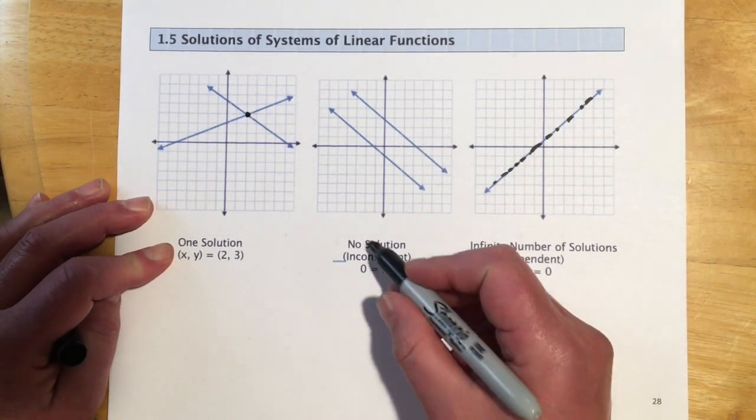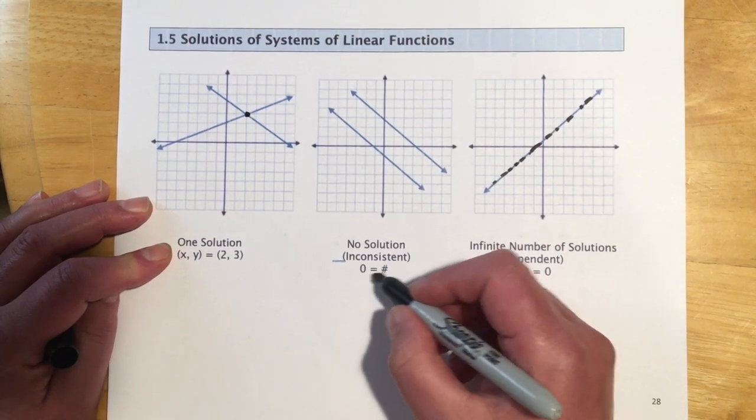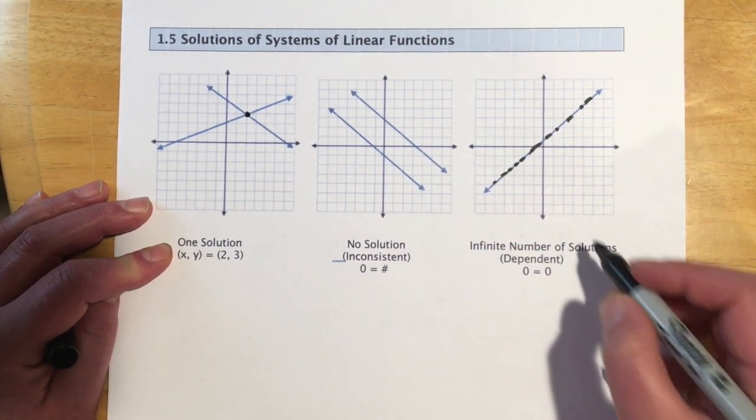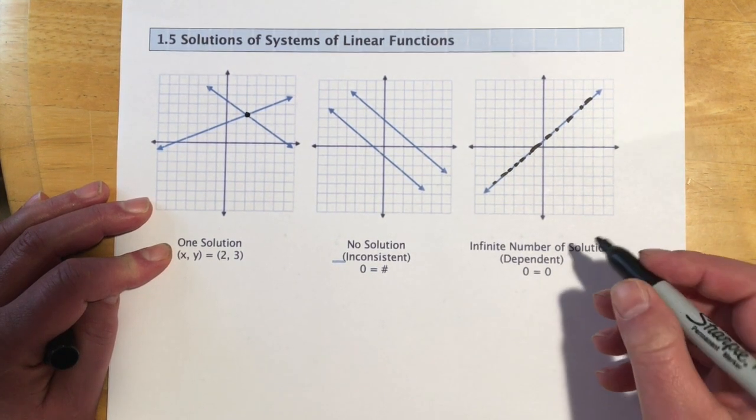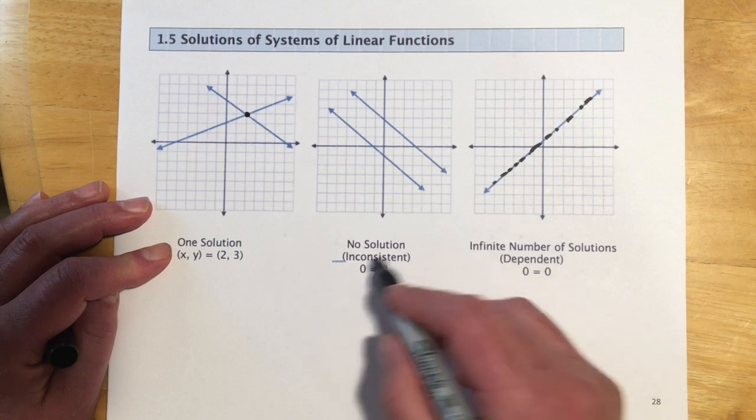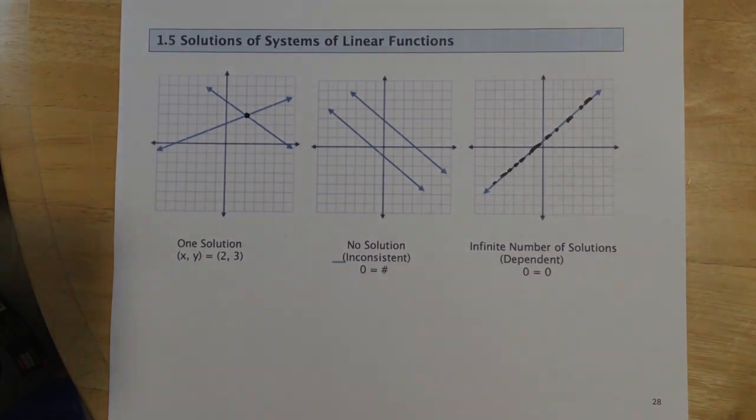For the no solutions, we're going to get some sort of false statement when we go to solve it, so 0 equals a number that's not 0. For the infinite, we'll get 0 equals 0, or like 10 equals 10. We'll get something true, but all the variables will drop out in either case for these.